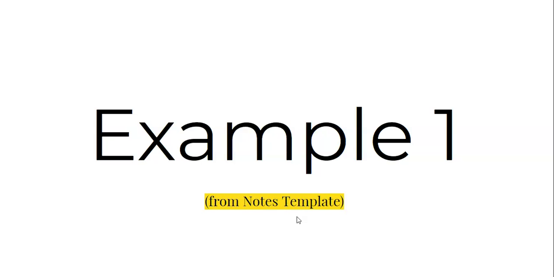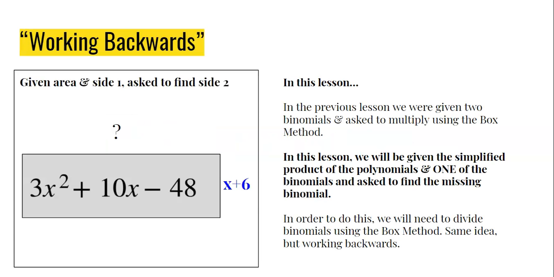Going on to example 1 from your notes template, we are given a scenario where they give us the area and the length, and we're asked to find the width. In previous lessons, we were given two binomials, both the length and width, and by multiplying we found the area. In this lesson, we're working backwards. They give us the end result and one of the binomials, and we're asked to find the missing binomial. To do this, we're still using the box method, just working backwards with it.